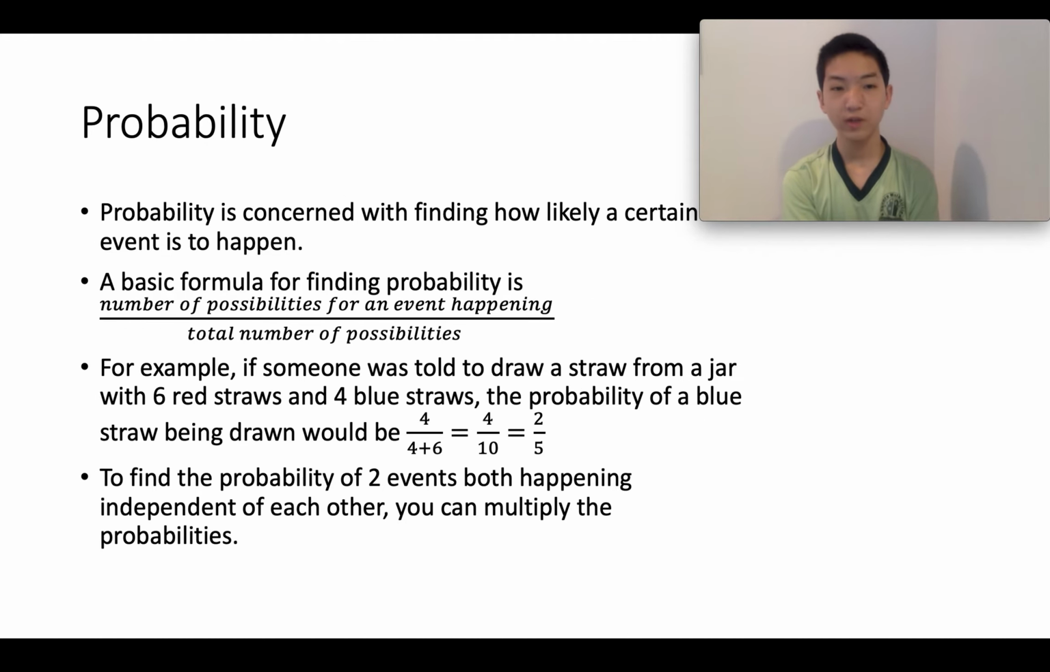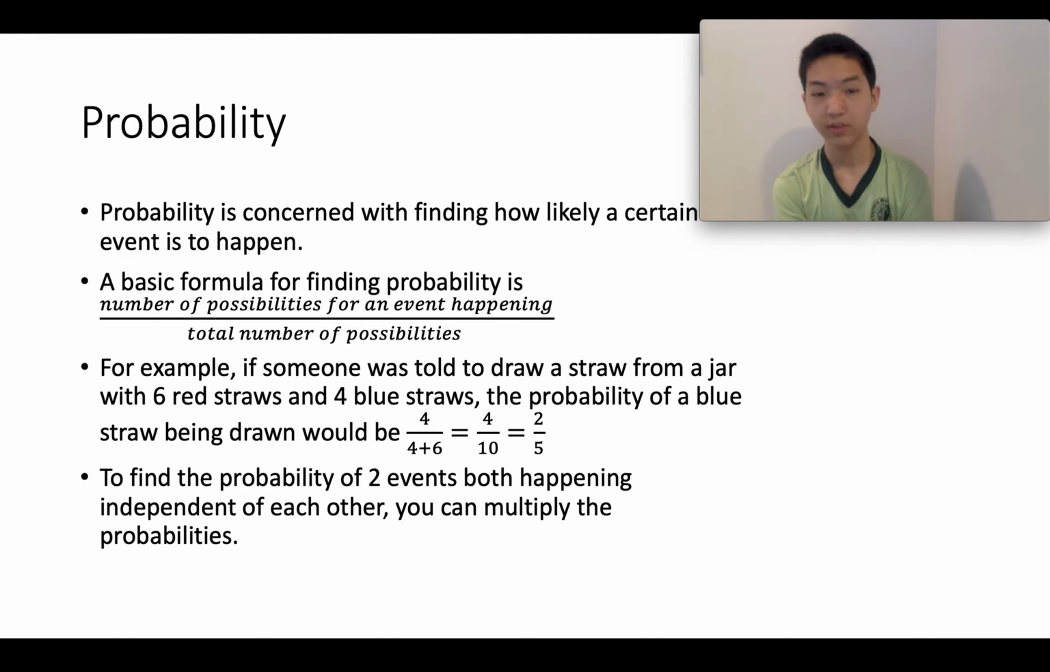Now we will be going over probability. Probability is concerned with finding how likely a certain event is to happen. So a basic formula for finding probability is the number of possibilities for an event happening divided by the total number of possibilities.